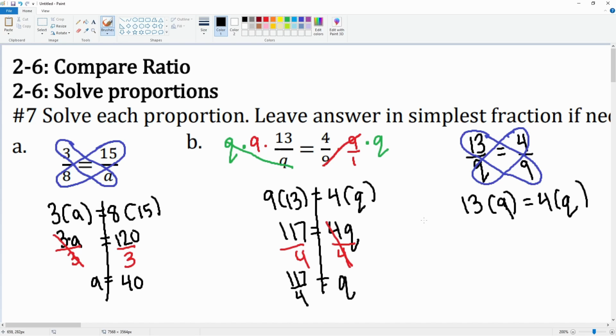Notice these steps are the same. 13 times 9 is still 117, and 4 times Q is still 4Q. Notice the second step is basically the same, and so you're still going to get the same final answer. All right, there you go.